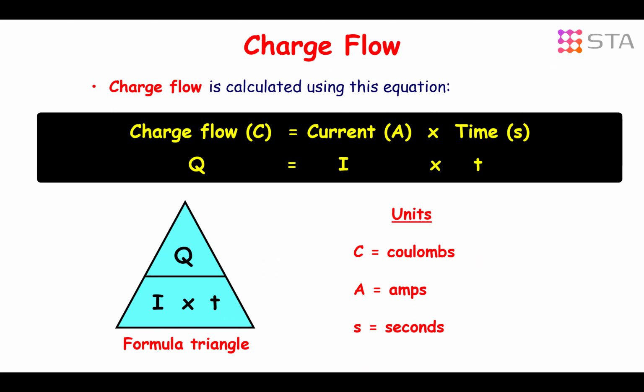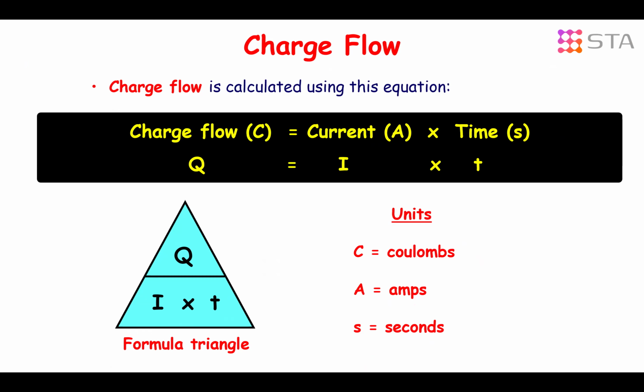The unit is coulombs, which is capital C, not to be confused with current, by the way. That's in amps. So the unit is capital C for coulombs, for charge flow. So C for charge flow, C for coulombs. And the symbol for charge flow is a Q. Charge flow equals current in amps, and the symbol we use is I, times time in seconds, and the symbol we use for time is, of course, T.